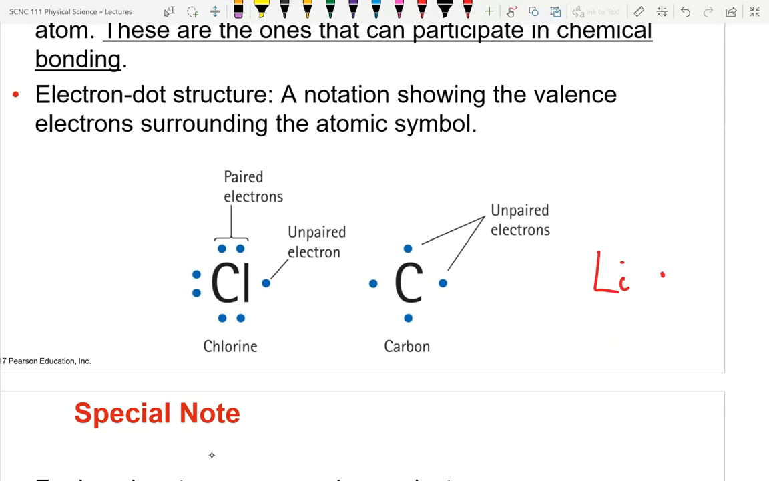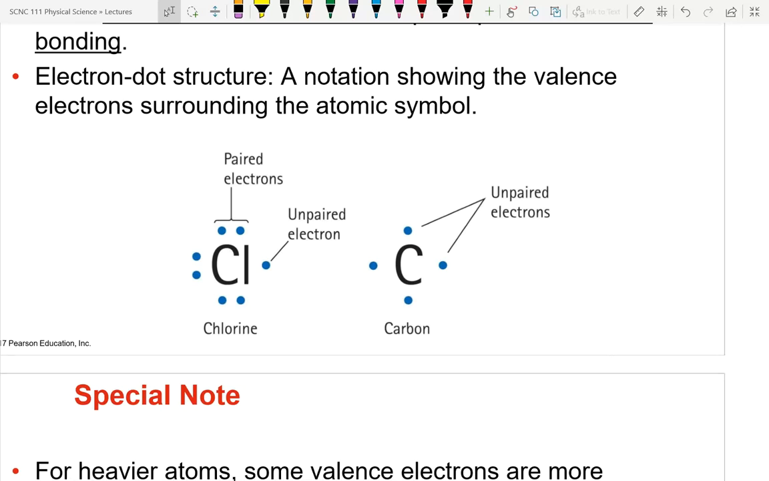You go to the next one, beryllium. Actually, we have a periodic table that shows them all coming up. So I won't sit here and try to write them out. This shows us 2 examples. Carbon has 4, and these 4 are all available for bonding. And so it shows the 4 each on a different side. Chlorine has 7. We pair these up, and we have the 1 left over.